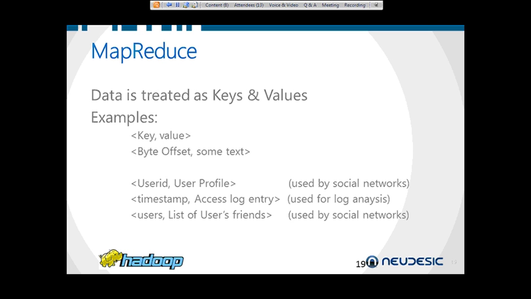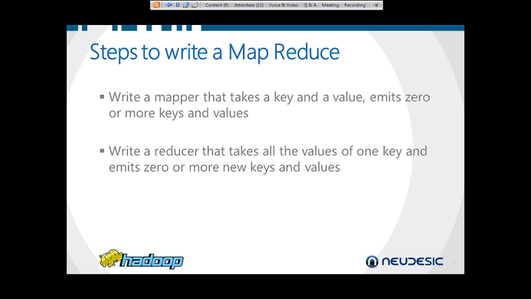So how does it work? Everything in MapReduce is treated as a key value pair, whether that's a word and a numerical count of it, or some other combination of keys and values in a textual format. So to write a MapReduce, the first thing you do is write a mapper that takes a key and a value and emits 0 or more keys and values as its output. And then you develop a reducer that takes all of the values for one key and emits 0 or more new keys and values based on that. So that's that second aggregation step.